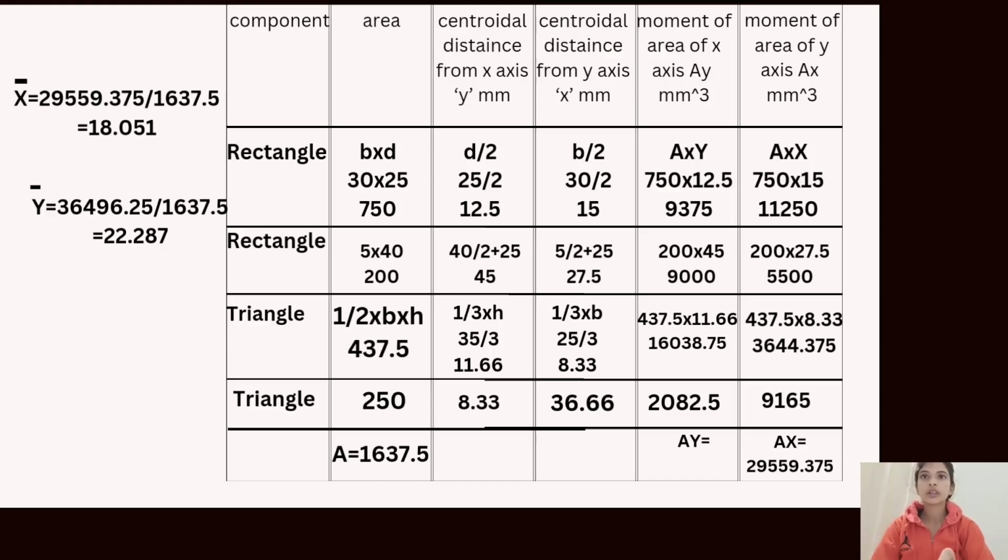After the summation of all the parts, we have to find x bar and y bar. The formula for x bar is the summation of ax divided by the summation of a, which is 29,559.375 divided by 1637.5, where the answer is 18.051. And y bar is equal to 36,496.25 divided by 1637.5, where I get the answer 22.287.